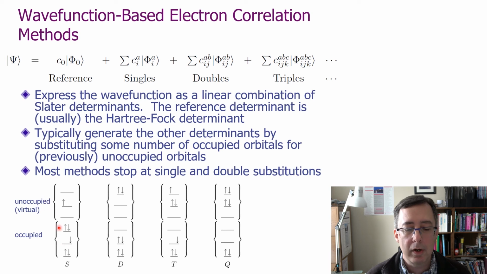So there I swapped one, here I moved 2 electrons. I don't have to pick 2 that are paired up. I could move one from one spatial orbital, one from a different spatial orbital. That would be fine too. But that's an example of a double. This would be an example of a triple. That would be an example of a quadruple. So I think you see how that works.